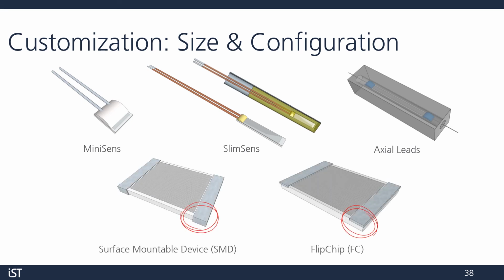Finally, we have surface mountable devices and flip chips, called SMDs and FCs for short. SMDs are dipped in tin, so the contact wraps all the way around the sensor and it's present on both sides. FCs have contact pads just on one side. These are ideal for soldering on circuit boards and they take up very little space.